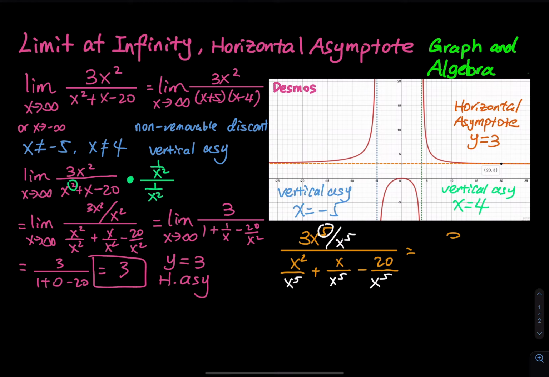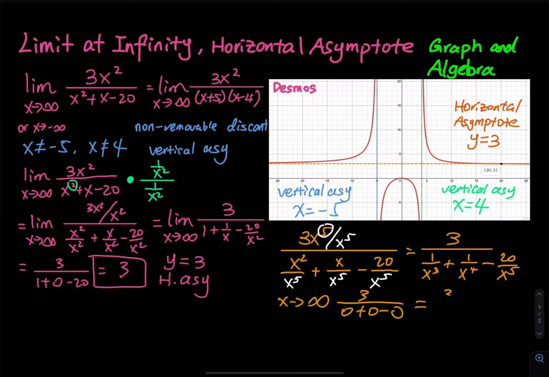So the top, you get a 3, no questions with that. The bottom is a problem. So this is 1 divided by x to the 3rd plus 1 divided by x to the 4th minus 20 divided by x to the 5th. The math is right, but what happens when x approaches infinity or negative infinity? I don't really care. Look, you have a bunch of 0s in the denominator. So you have 3 divided by 0 plus 0 minus 0, and then 3 divided by 0.